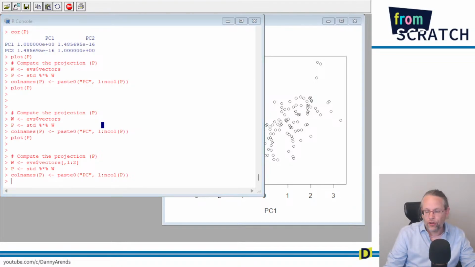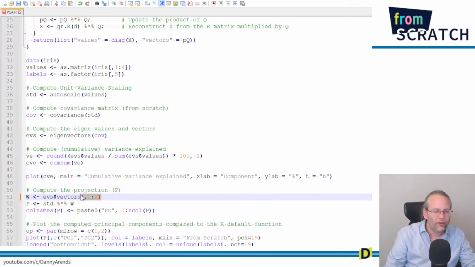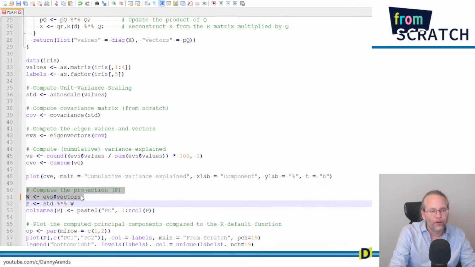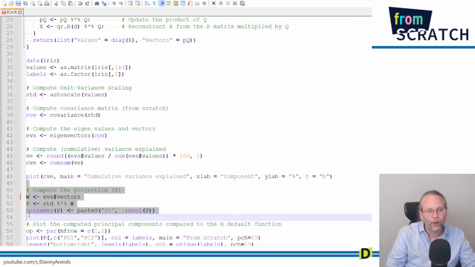Anyway, I'm just going to switch back to Notepad, right? And I'm going to make sure that I use all of the eigenvectors to compute the principal components.